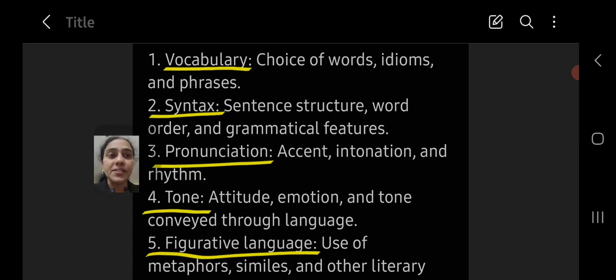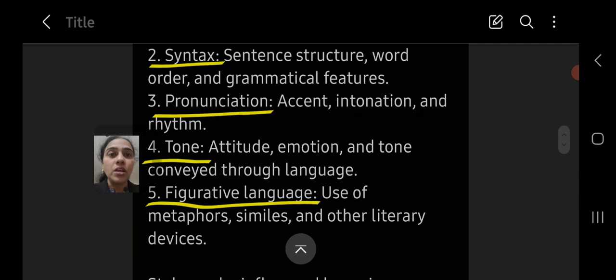Secondly, syntax. In the earlier video, we have discussed very clearly and in detail about syntax. The sentence structure, the word order, and grammatical features make up this factor called syntax in order to determine your style. Third, pronunciation. You know, the accent, the intonation, and the rhythm of pronunciation influence the style of a language of a particular person.